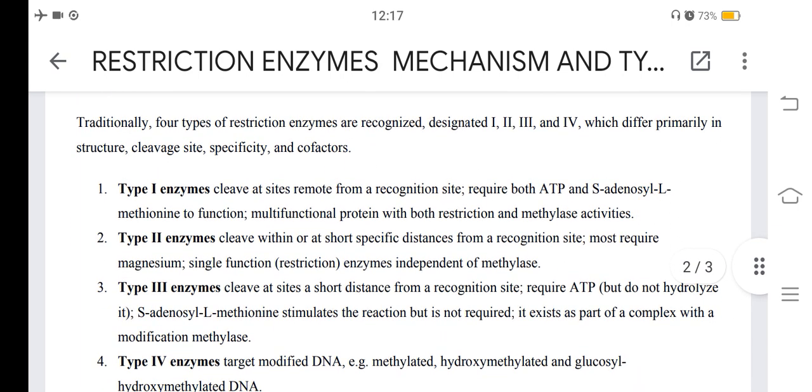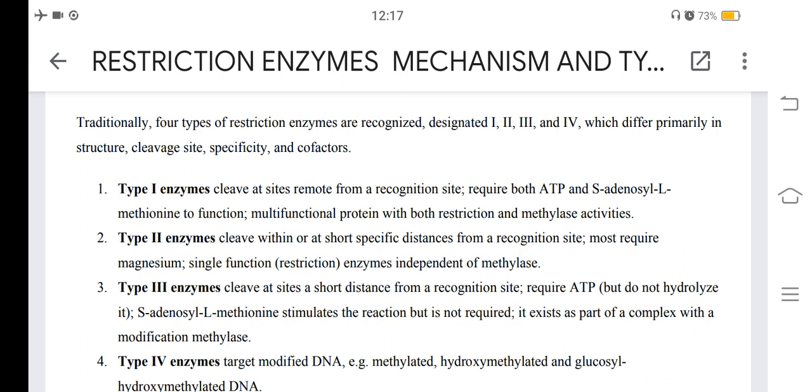Types of restriction enzymes. Traditionally, four types of restriction enzymes are recognized, designated 1, 2, 3, and 4. Each differs primarily in structure, cleavage site specificity, and cofactors. Type 1 enzymes cleave at a site remote from a recognition site, require both ATP and S-adenosyl-L-methionine to function, and are multifunctional proteins with both restriction and methylase activities.